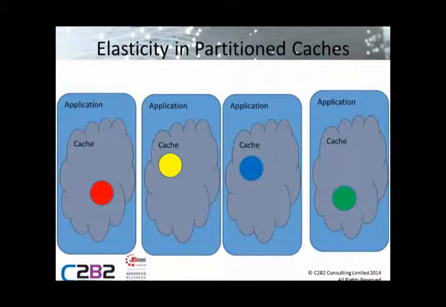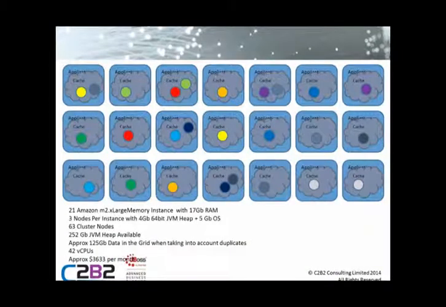Essentially, in a partitioned cache like JBoss Data Grid, the more JVMs you add into your cluster, the more data you can store. For example, if we scaled out to a 21 machine cluster like this, we did some experiments with a 21 Amazon configuration.